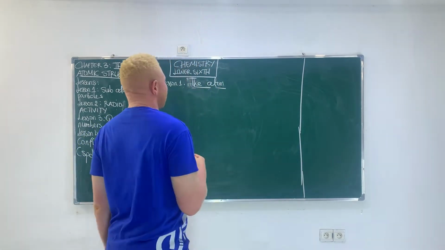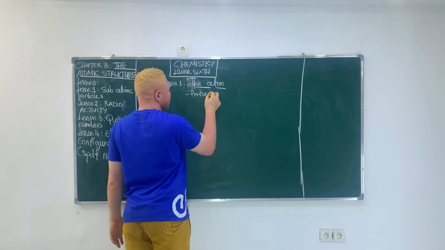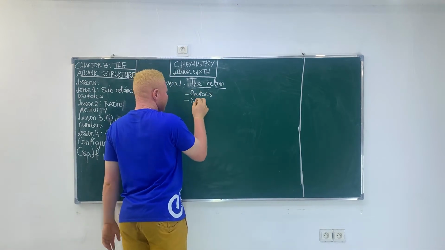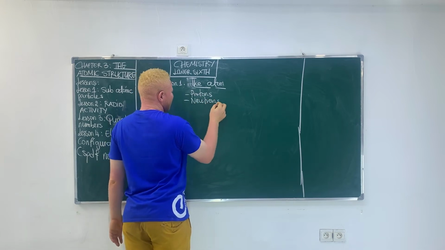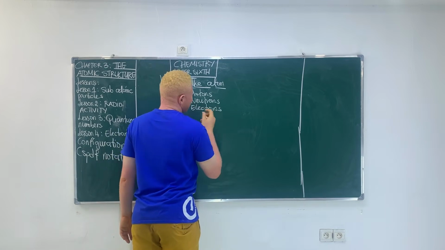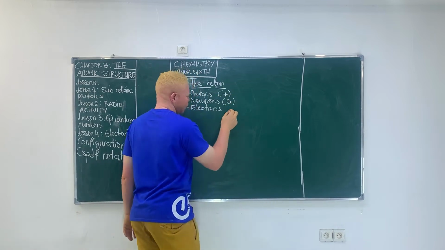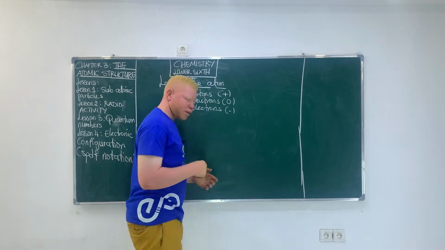The subatomic particles include the protons, the neutrons, and the electrons. The protons are positively charged. The neutrons have a charge of 0. The electrons are negatively charged.